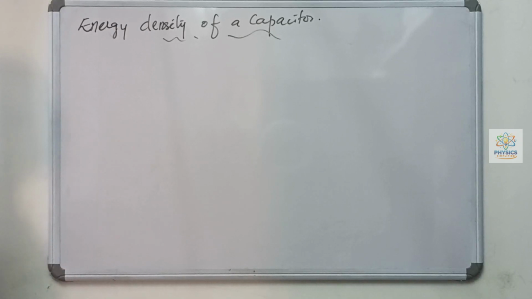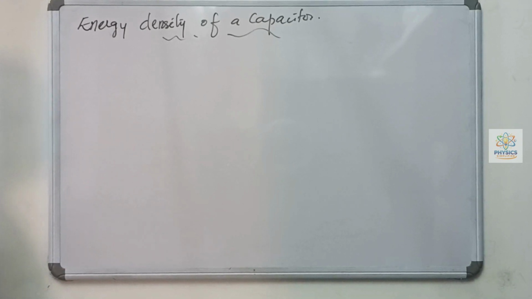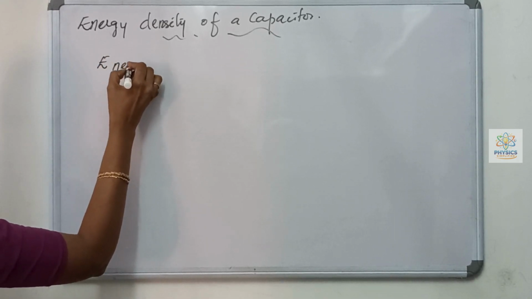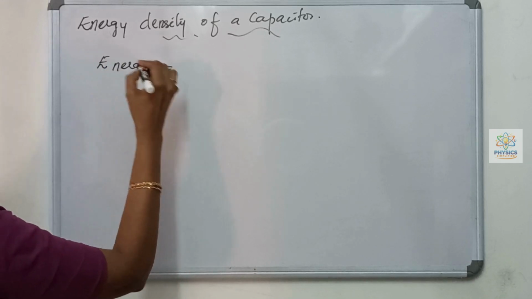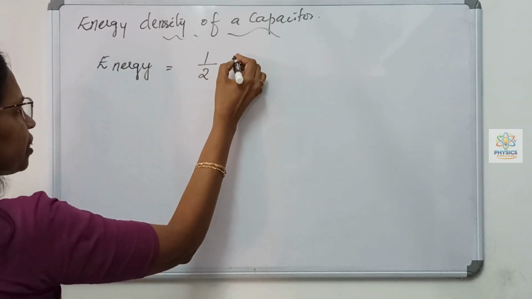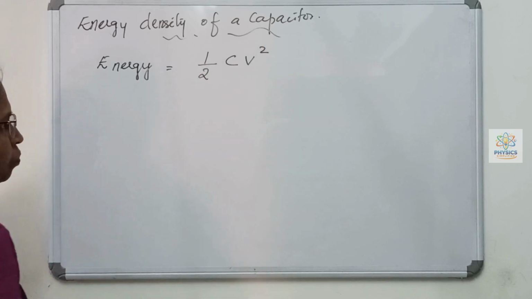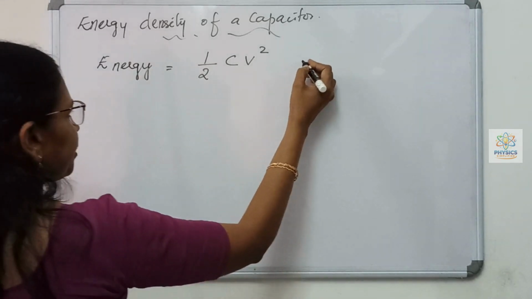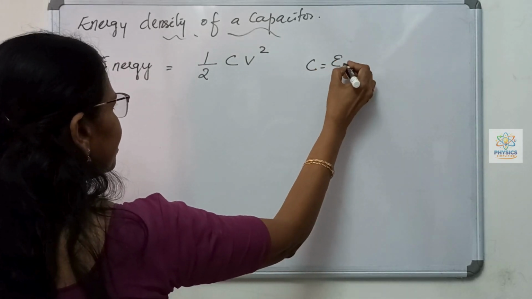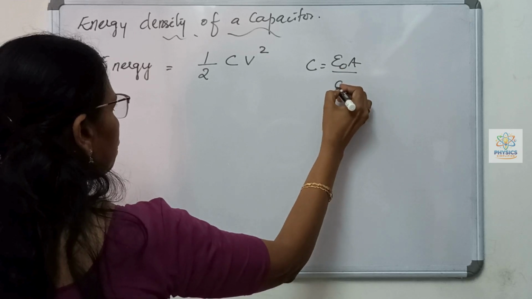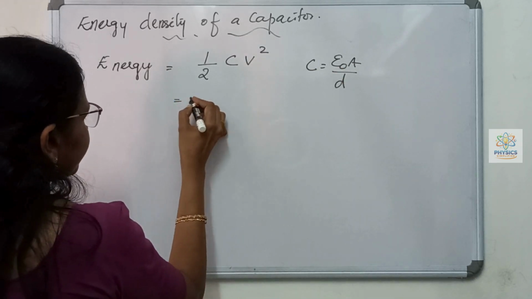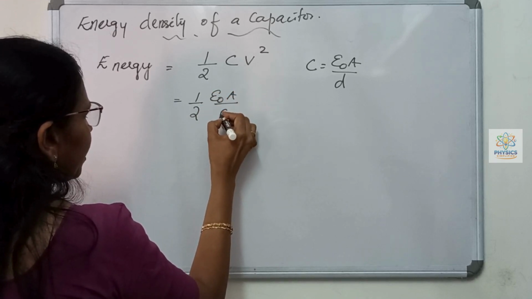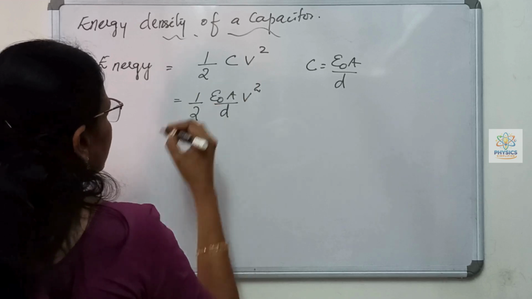The topic is energy density of a capacitor. So you know this equation: energy stored in a capacitor is equal to half into CV square. Capacitance between two parallel plates can be written as C is equal to epsilon 0 A by D. So you can write here as half into epsilon 0 A by D into V square.